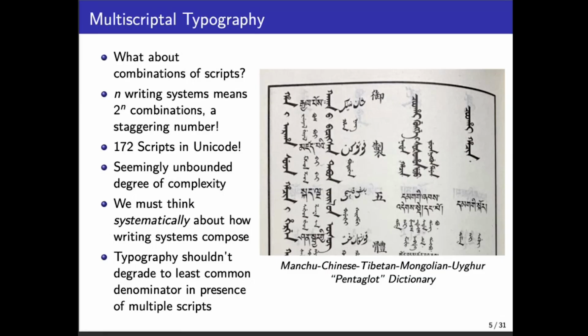And when we're faced with something like that, we really have to think systematically about the subject matter, in this case, how writing systems compose together. And you see in this example, scripts kind of nestled in with each other, because it's a dictionary, so it's these lexical entries. My big point here is that I don't think typography should degrade to the least common denominator in the presence of multiple scripts or multiple fonts or things of that nature.